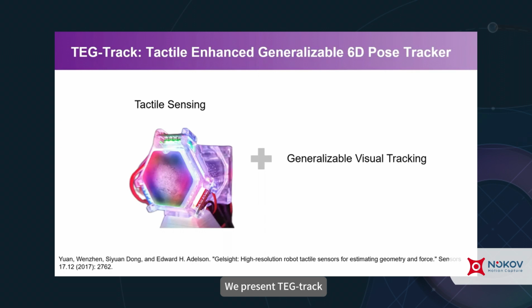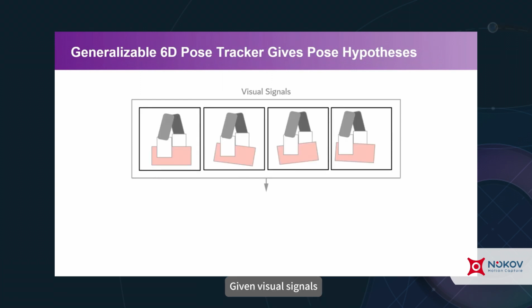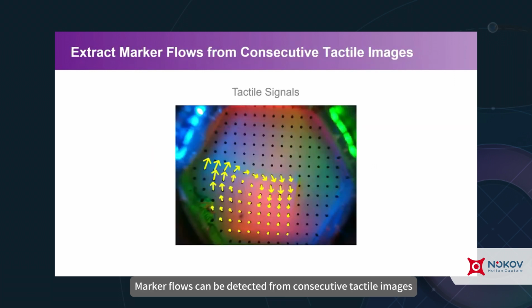We present TegTrack, a tactile enhanced generalizable 6D pose tracking design, which utilizes tactile sensing to enhance generalizable visual tracking. Let's have a look at our method. Given visual signals, we leverage a generalizable 6D pose tracker to acquire object pose hypotheses. Marker flows can be detected from consecutive tactile images.